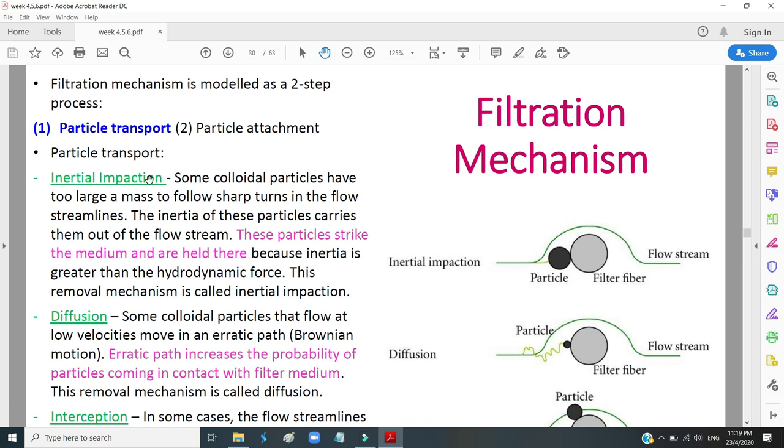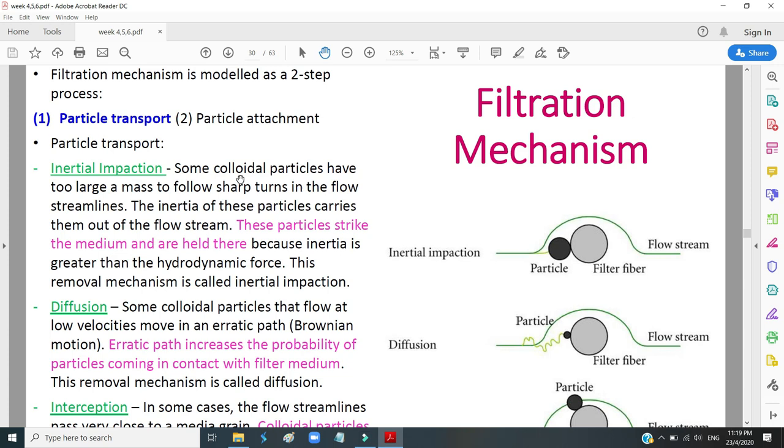In inertia impaction, some colloidal particles have too large a mass to follow sharp turns in the flow streamline. The inertia of these particles carries them out of the flow stream. These particles strike the medium and are held there because inertia is greater than the hydrodynamic force. This removal mechanism is called inertia impaction.